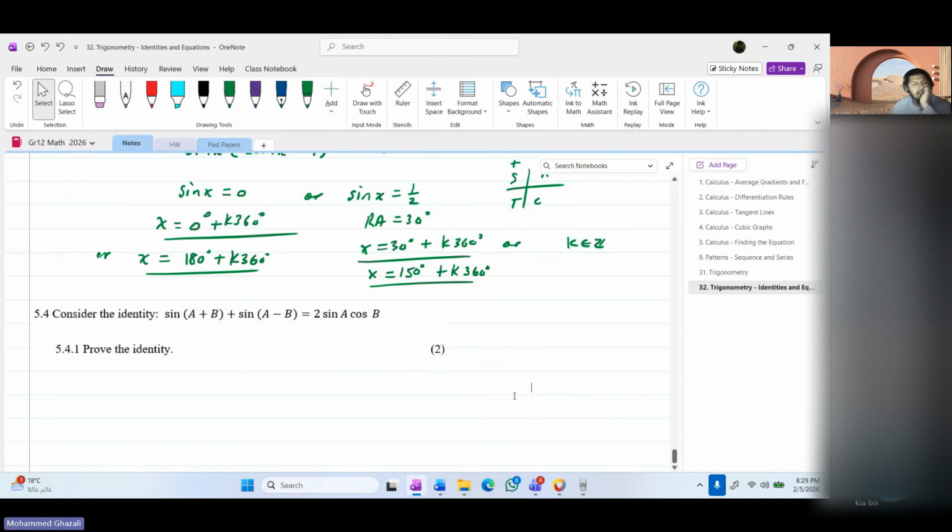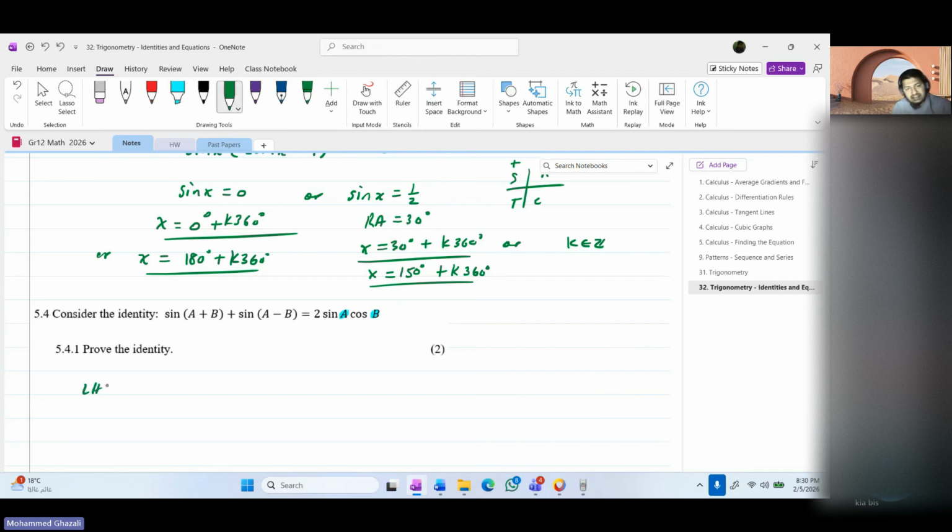Consider the identity sine A plus B plus sine A minus B is equal to 2 sine A cos B. How? 2 sine A cos B. It's not 2 sine A sine B. Be careful, the angles are different, okay? Don't get carried away. This is not sine 2A, by the way. Prove the identity. It's easy to prove.